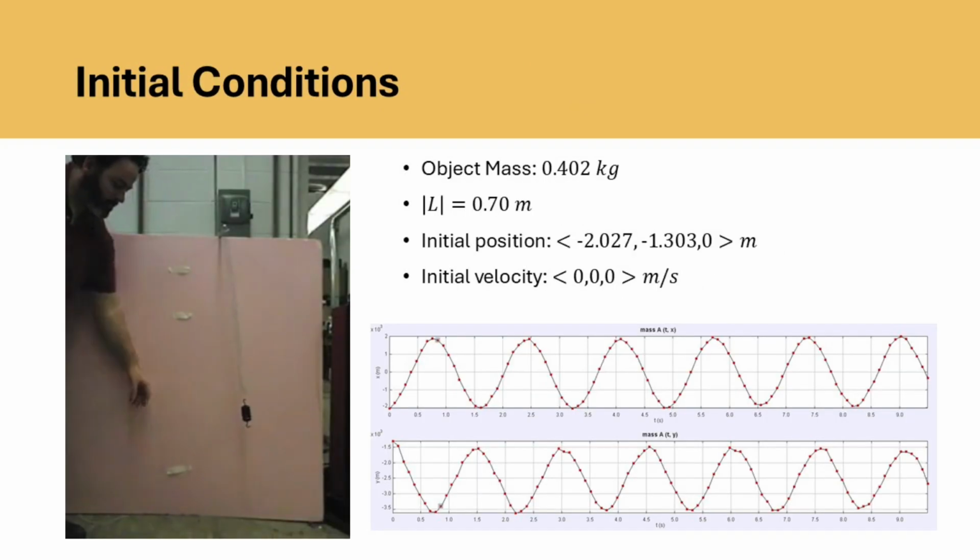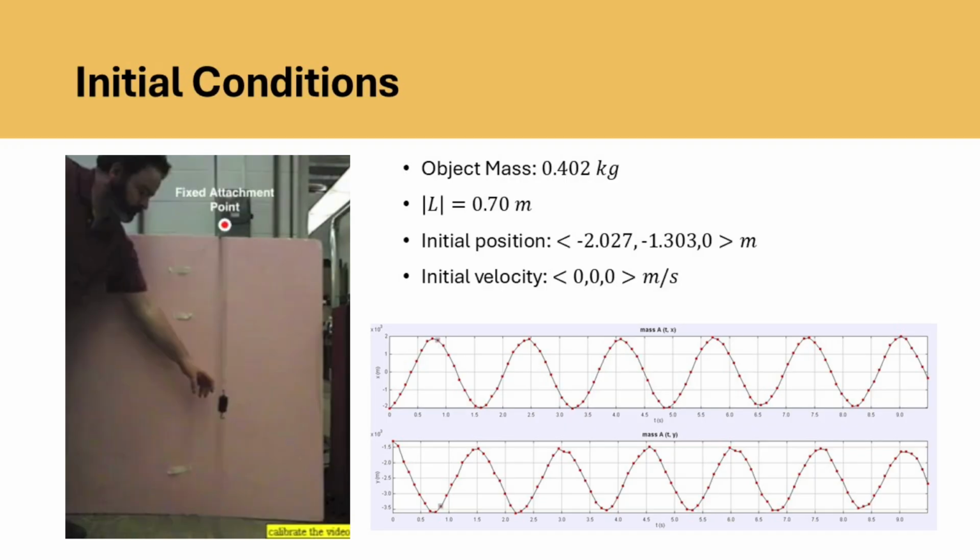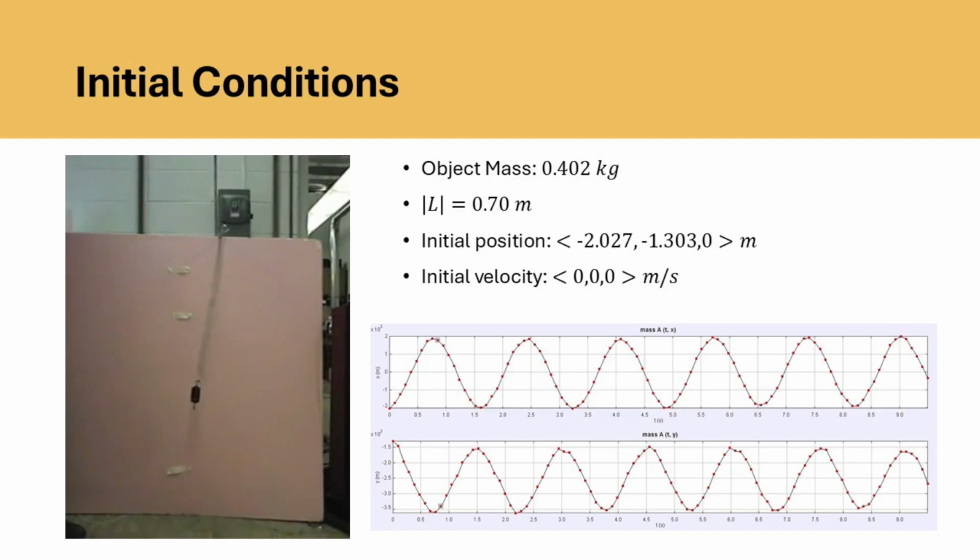Our initial conditions: our object's mass is 0.402 kilograms. Our equilibrium distance is 0.70 meters. Initial position is at negative 2.027 meters in the x direction, negative 1.303 meters in the y direction, and our initial velocity is 0 meters per second.